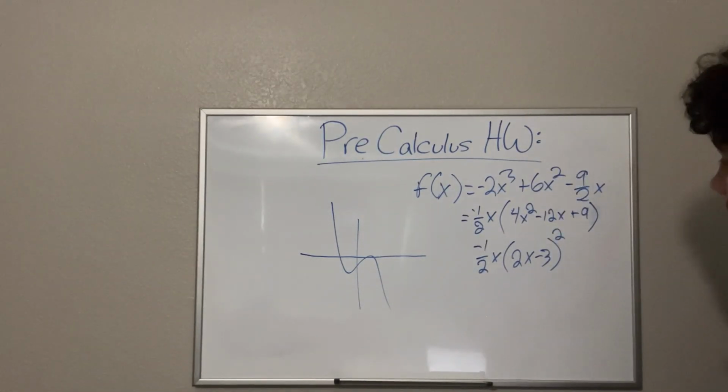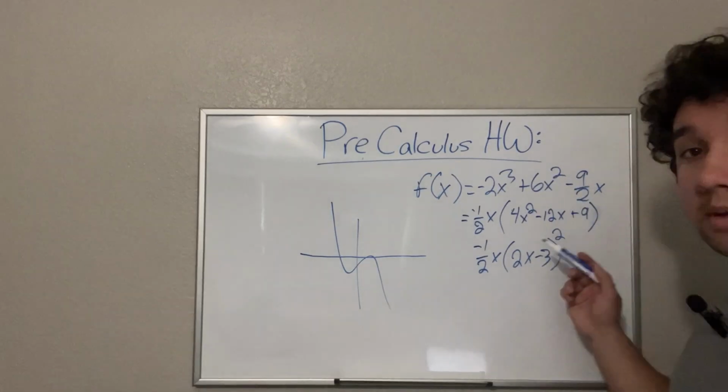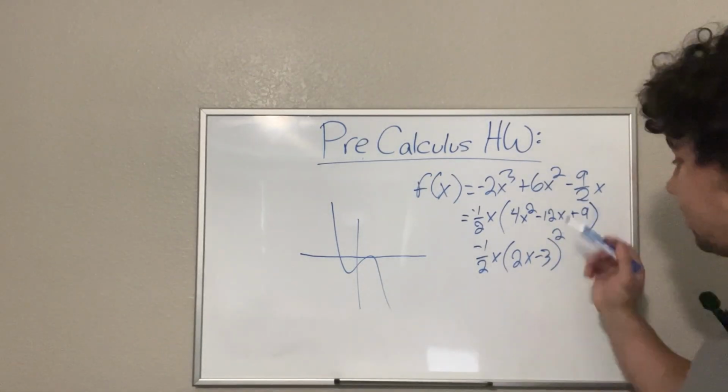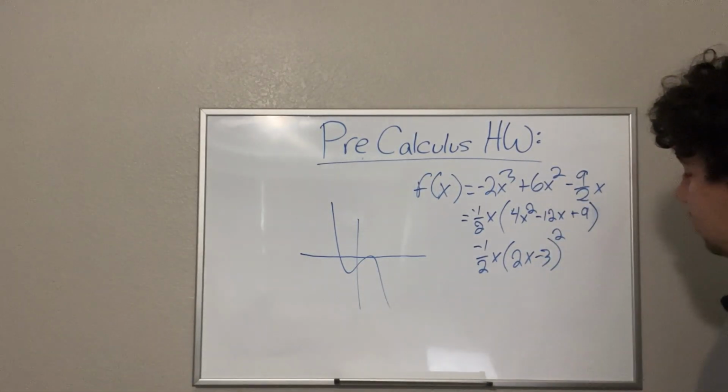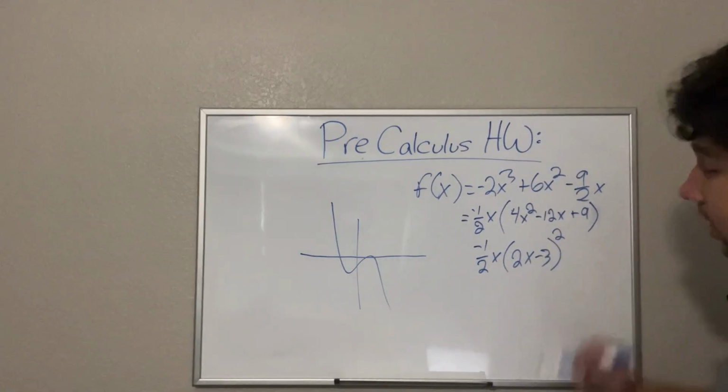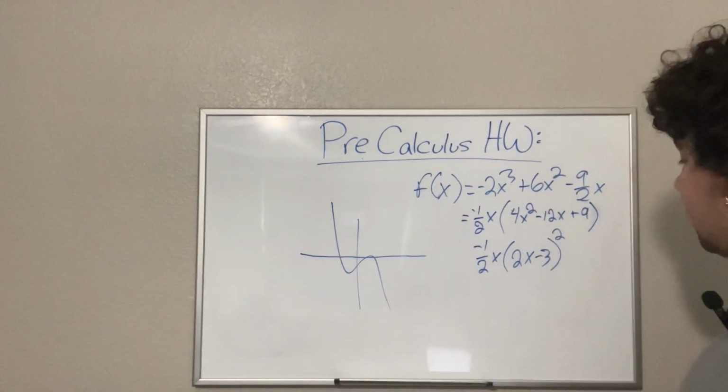And how do I know that? Well, first of all, the fact that I just split up the middle term into two numbers that are the exact same, 6 and 6, was my first indication. The second thing is the fact that 4 and 9 are both perfect squares.